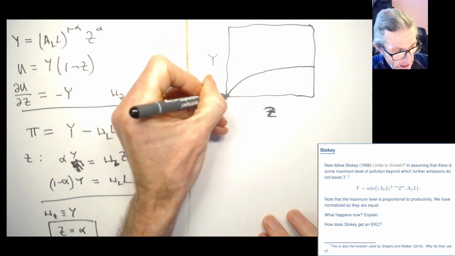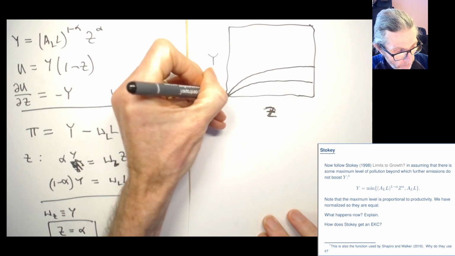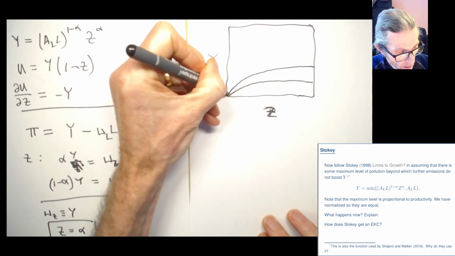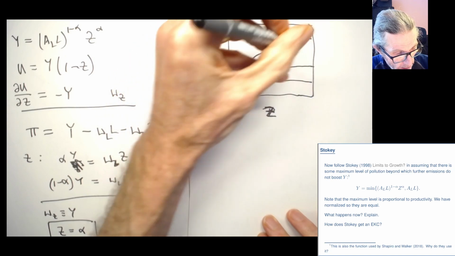And if AL had happened to be lower, it would look like this. If AL were higher, it would look like this, and so on.